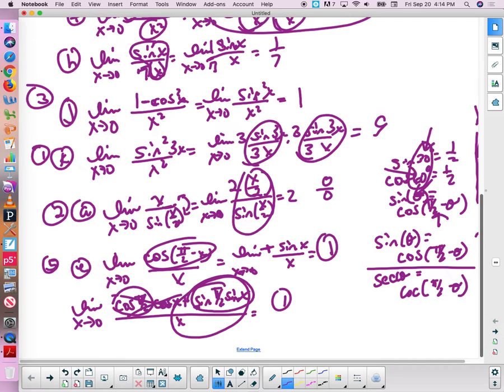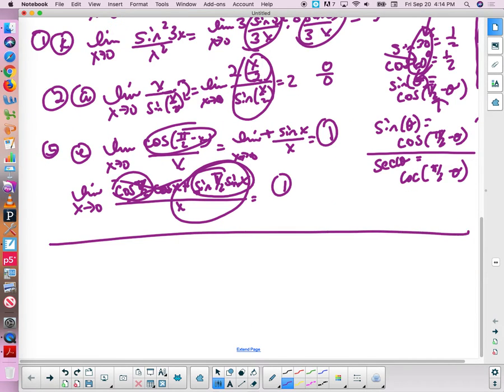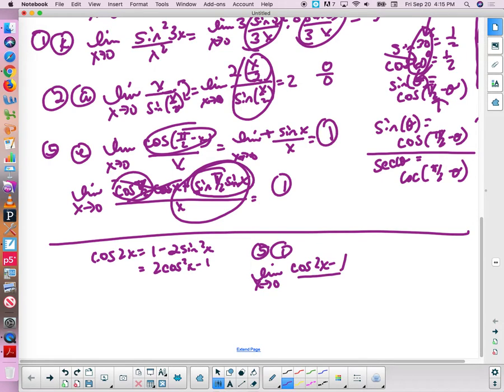So one more thing that you're going to need, and I'm going to do it all for you, but the double angle identities. Like if I have cosine 2x, one thing that cosine 2x equals is 1 minus 2 sine squared x. Another thing it equals is 2 cosine squared x minus 1. So if I look at 5i, you have the limit as x approaches 0 of cosine 2x minus 1 over 2x squared.